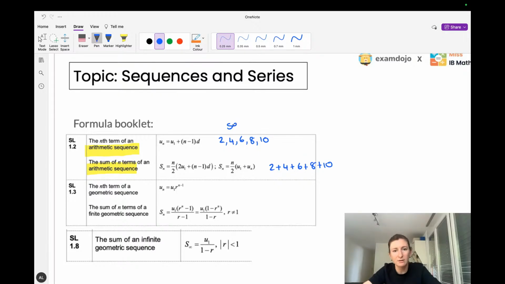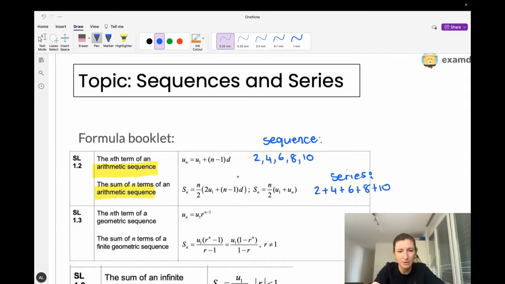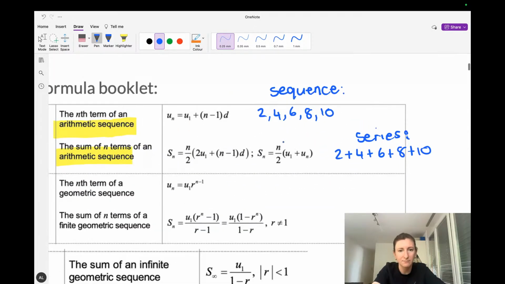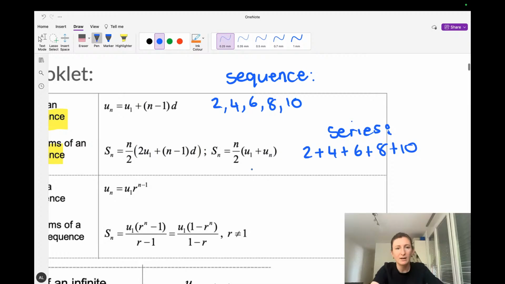So this is a sequence when it's separated by commas, and this is a series when it's separated by plus signs. This is going to result in a formula, and this is going to result in a number. So there are formulas there. This little formula here, when it says comma and then that, let me just zoom in on that. There we go. This one here is useful. It's like a shortcut when you have the first term and the last term.